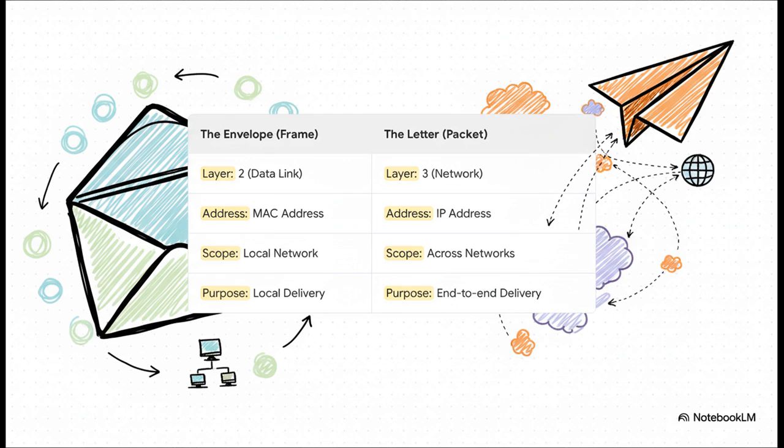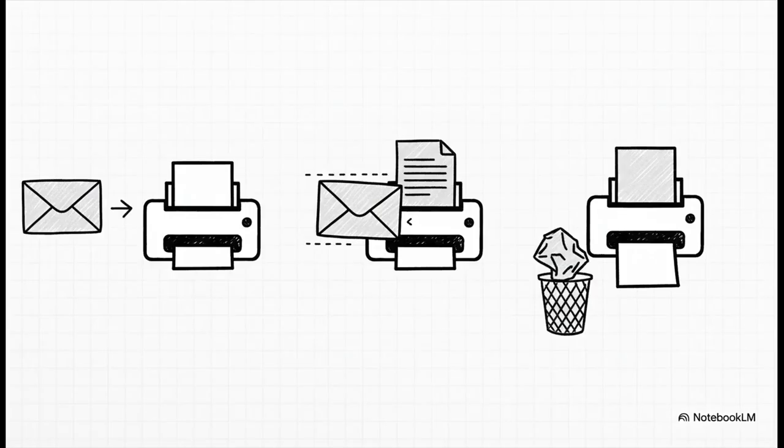Now on the right, you've got the packet. That's our long-distance letter. It works on Layer 3, the network layer, and it uses global IP addresses to travel all across different networks, like the entire internet. And here's the beautiful part of how they connect. The frame is really just a temporary taxi. As soon as it delivers the packet to the right device on the local network, like your printer, the frame is opened up and just thrown away. Its job is done. Poof, gone. And the packet that was inside is then processed.